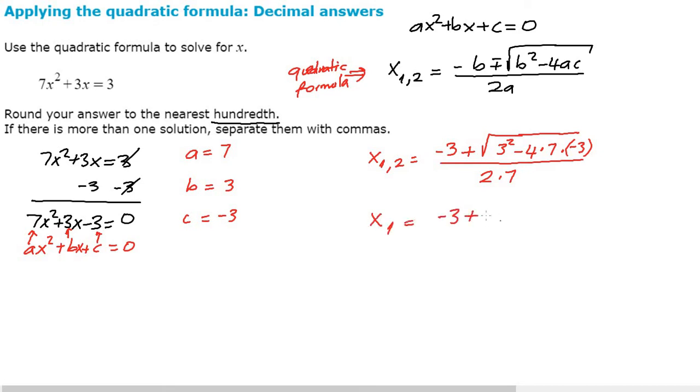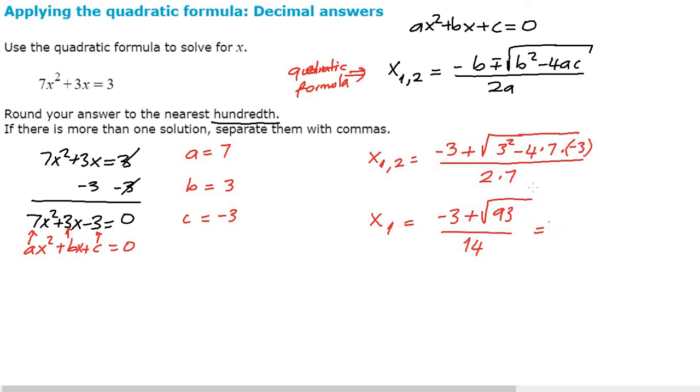So the x1 value is going to be negative 3. I will be using the plus sign for the first value of x, and inside the square root I have 3 squared, which is 9, minus 4 times 7 times negative 3. That's going to end up with positive 93 if I perform this operation, and that's going to be divided by 2 times 7, which is 14.